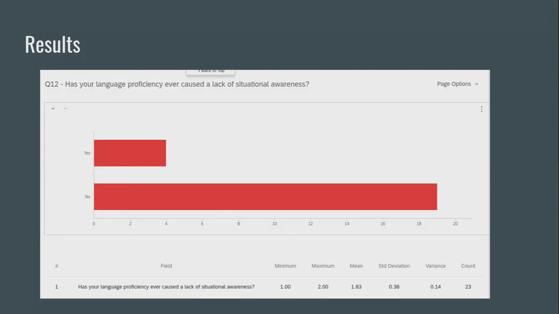While only 4 participants responded that they had experienced a lack of situational awareness due to language proficiency, this is still an important number in an attempt to mitigate all risk factors related to a lack of language proficiency.